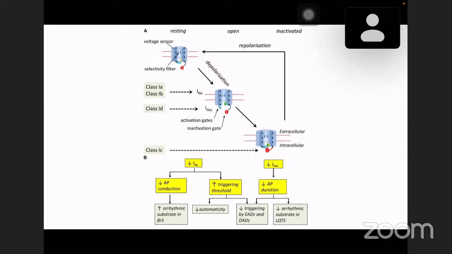I forgot to mention this: class 1A, 1B, and 1D cause a decrease in the arrhythmic substrate for Brugada syndrome, that's BrS. And in class 1C, in the late current, it decreases the arrhythmic substrate for long QT syndrome.